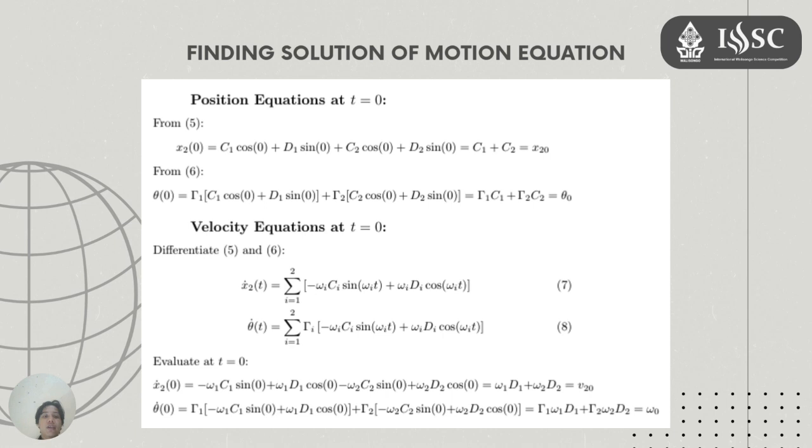After that, we apply the position equation at t equal to 0 from equations number 5 and 6. We apply the equation, so we have this equation, and we differentiate equations number 5 and 6 in order to evaluate the equation at t equal to 0, and we have the equations shown as equations number 7 and 8. So we evaluate it at t equal to 0, so we have x2 dot at t equal to 0 and theta dot at t equal to 0.